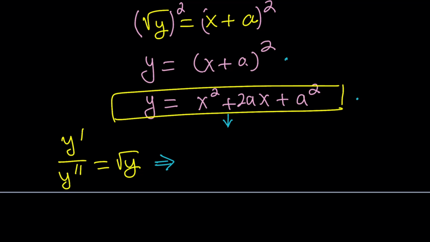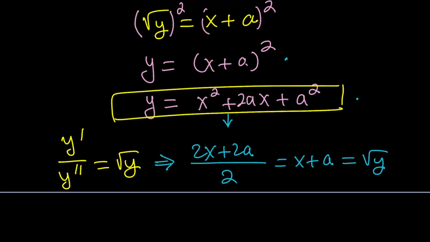But y prime is just going to be 2x plus 2a because a is a constant. And then that's divided by the y double prime. Y double prime is the derivative of 2x plus 2a, which is just 2. And that gives us x plus a, which is the square root of y, because that's exactly what it is. Therefore, this equation solves the problem, or it's a solution to the original equation. Does that make sense? Okay, looks like it satisfies.